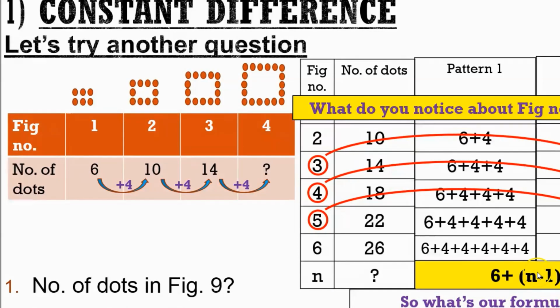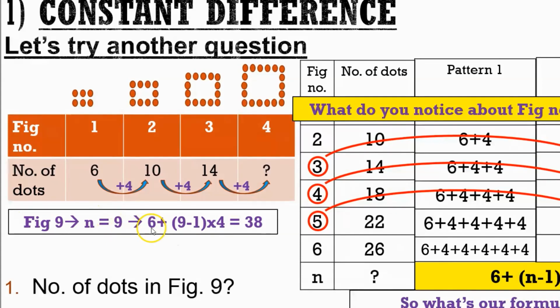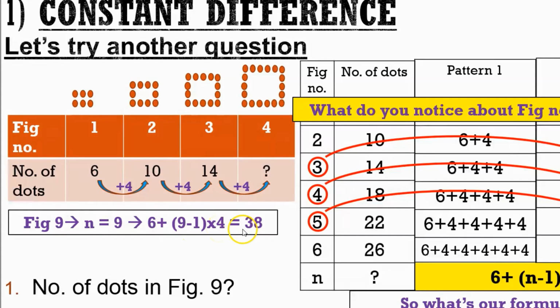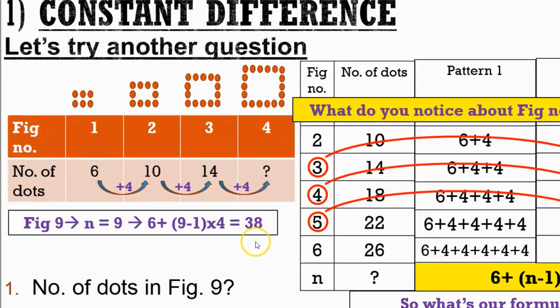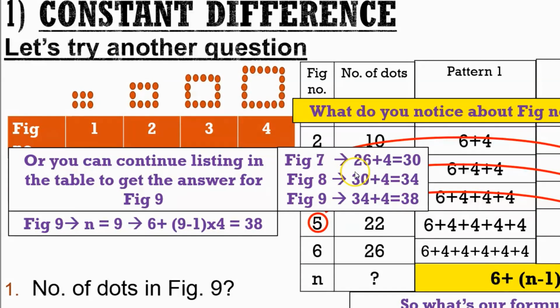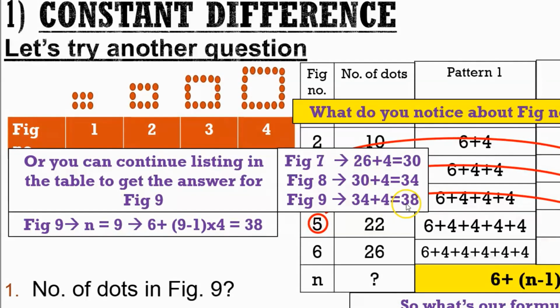So with this information, we can find out what is figure number 9. So figure 9, so n in this case will be equals to 9. So 6 plus 9 minus 1 times 4. And the answer will be 38. Of course, you can use systematic listing to get the answer. So just continue. +4, +4, +4, and you get 38.